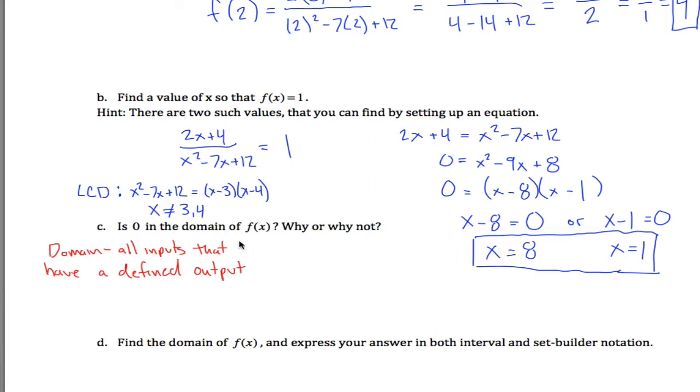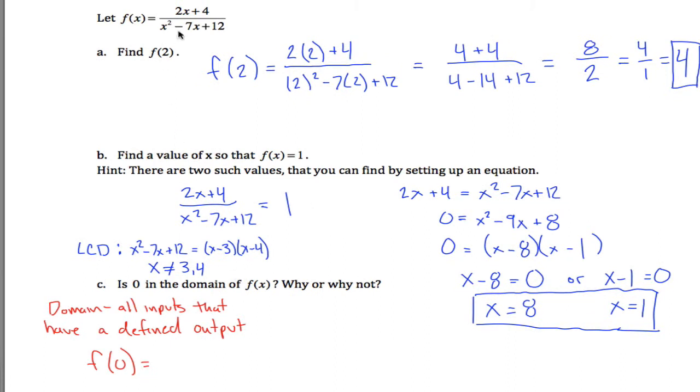So it's all numbers that you can put into this machine so that you don't get undefined as the output. It doesn't break the machine. So we can figure out if 0 is in the domain by figuring out if f of 0 is a number or if f of 0 is undefined. We can figure out f of 0 because we know f of x.